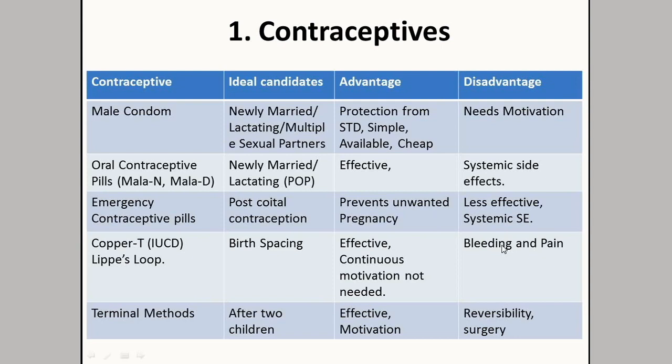Then the terminal methods, which are vasectomy and tubectomy, are generally recommended after 2 children. Permanent method of sterilization. Usually models will be kept in exams. So the disadvantage is reversibility, and you need a surgery for this.